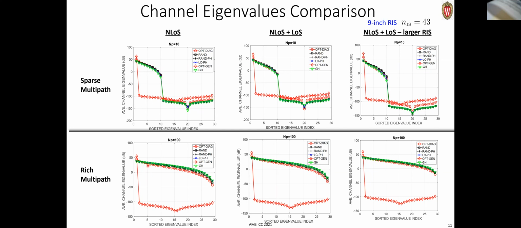If you go to rich multipath, now the eigenvalues for low complexity random and optimum diagonal are distributed over the entire spatial signal space because we have more paths, but the general trend is the same. If you go to non-line of sight plus LOS, again, the same trend applies, but the dominant eigenvalues are slightly higher because of the line of sight component. And then if you go to large RIS, again the same trends, but the dominant concentrated eigenvalues get even larger. So the optimum designs tend to focus the energy in fewer eigenvalues.